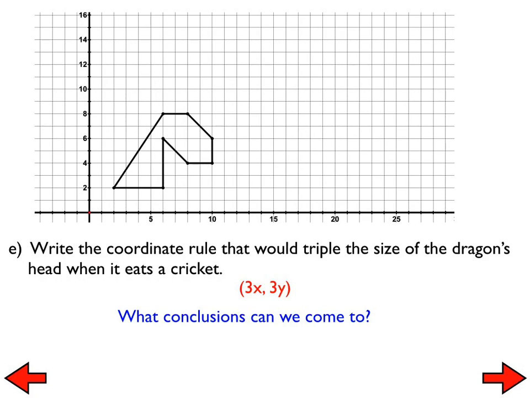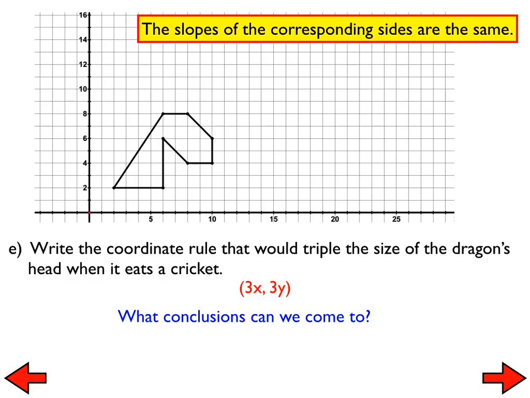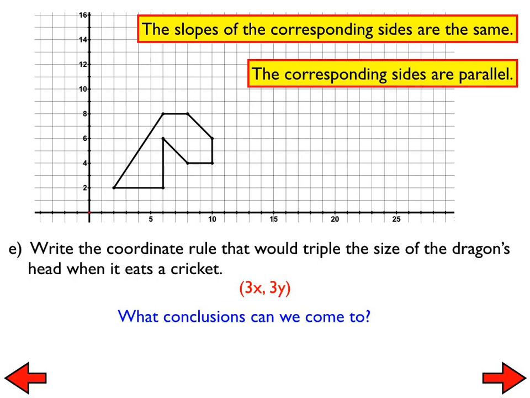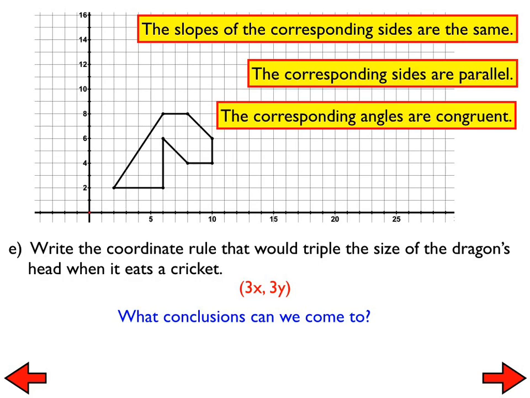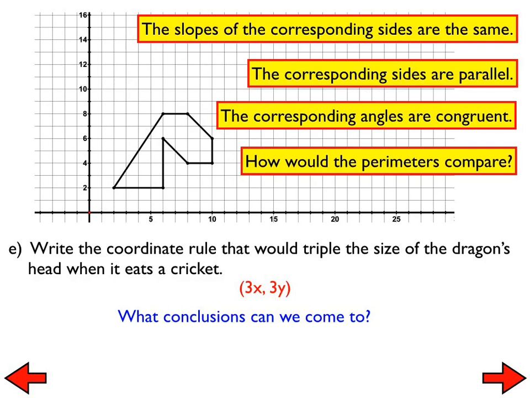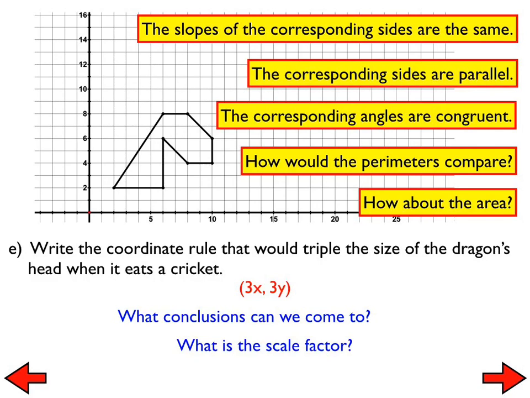All right. So what conclusions can we come to? Well, it would be 3 times bigger as far as the side lengths. But the same things happen in this one that happened in the last one. The slopes of the corresponding sides are the same. The corresponding sides are parallel. The corresponding angles are congruent. The perimeter of the new one would be 3 times as big, whereas the area would be 3 squared or 9 times as big. And the scale factor would be, of course, 3 to 1.